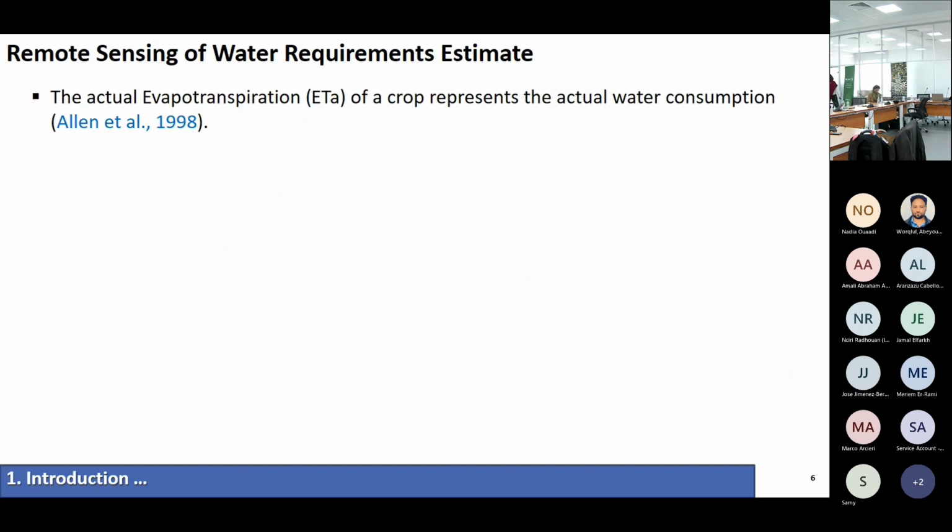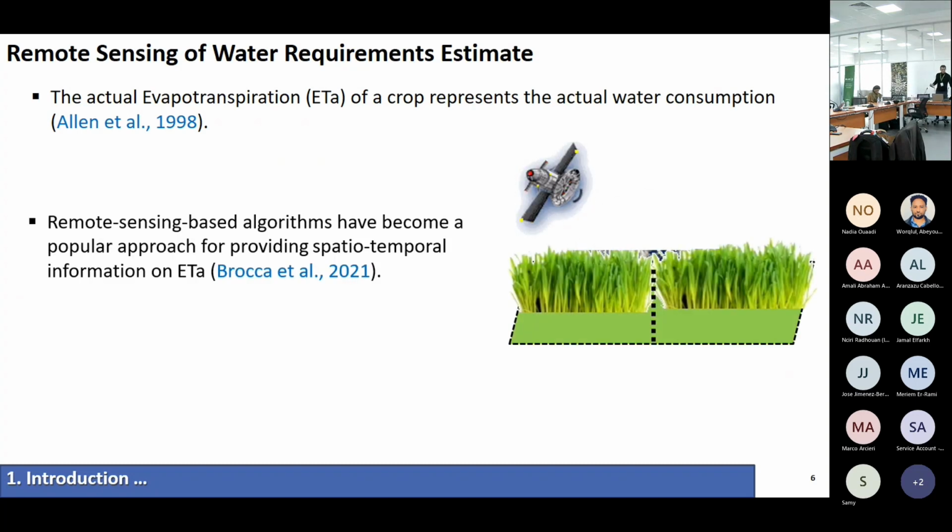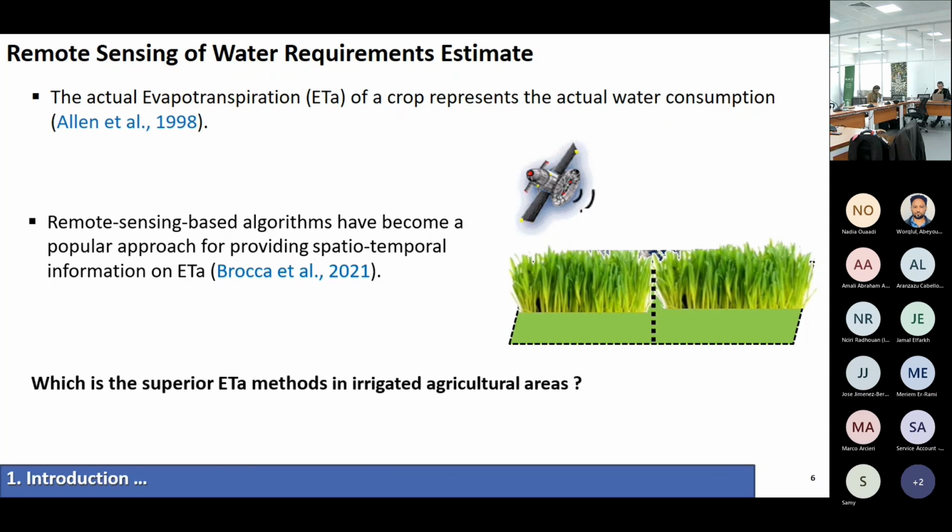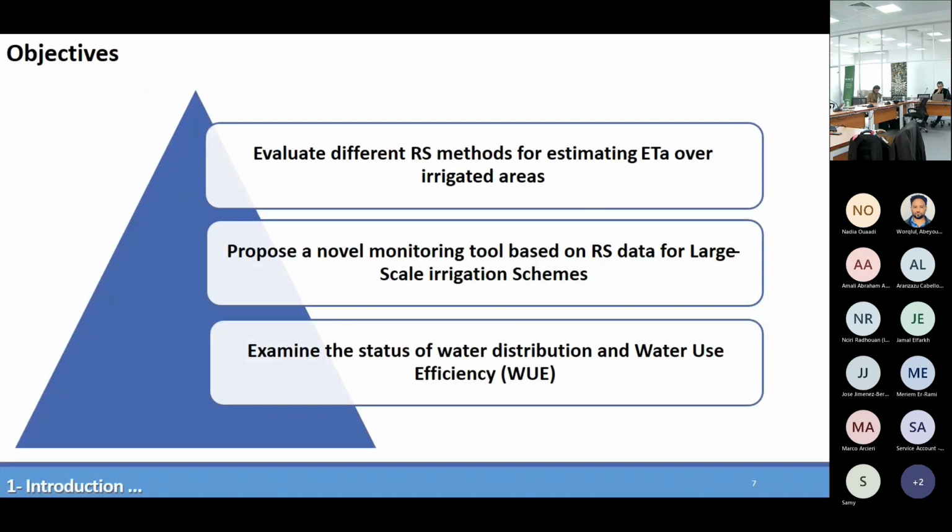If we are talking about actual evapotranspiration, this means the actual water consumption. But there are many algorithms, many methods using satellite images and drones to estimate the actual evapotranspiration. Still, which method is superior for your case study? That's why this is the objective of this presentation.